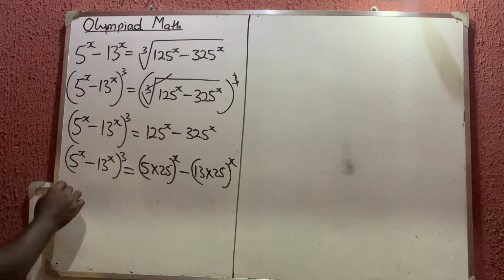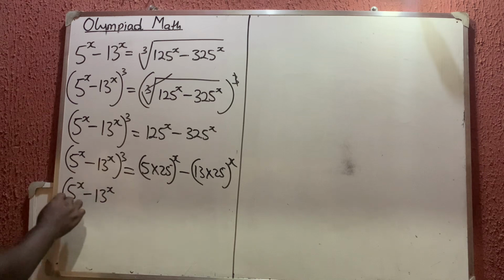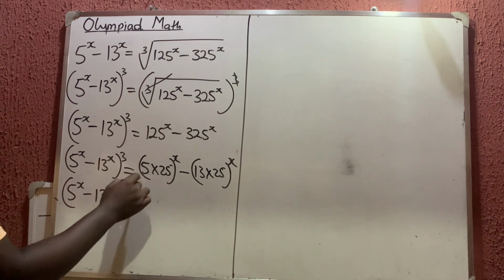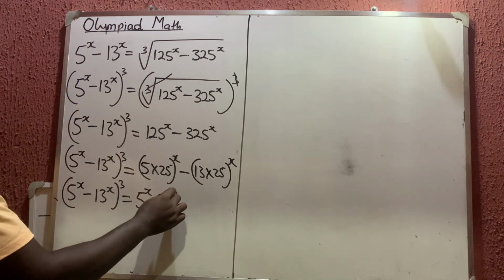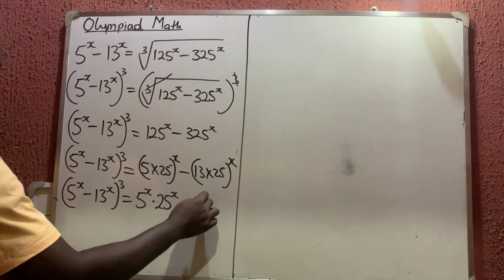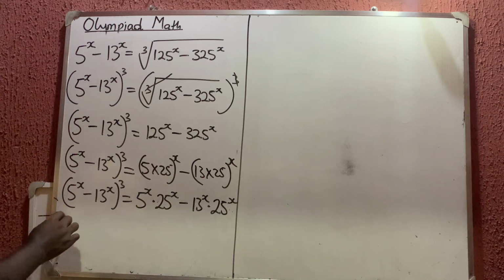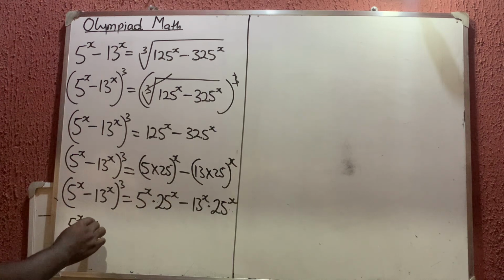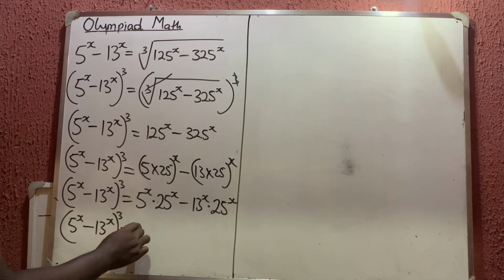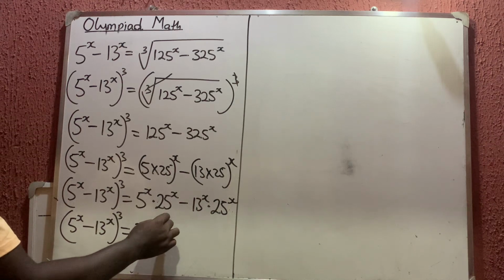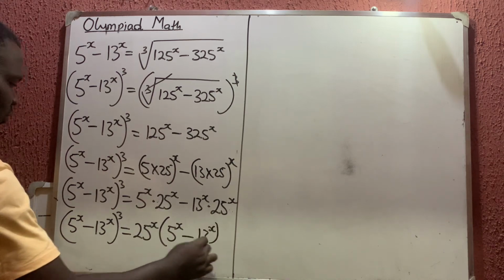Okay, so this is now (5^x − 13^x)^3 is equal to, what I'm having here is 5^x times 25^x minus 13^x times 25^x. Okay, so this is (5^x − 13^x)^3 is equal to, if I bring out 25^x, I'm left with 5^x here minus 13^x here.